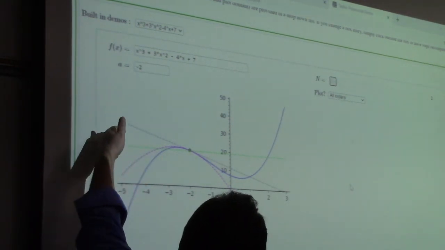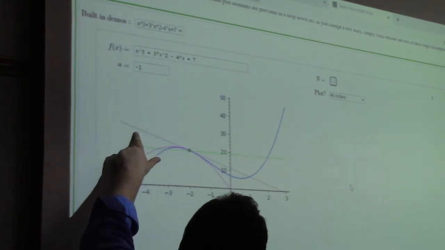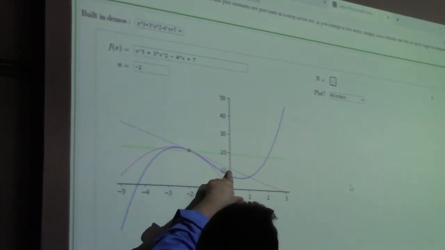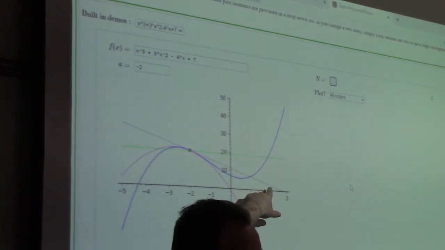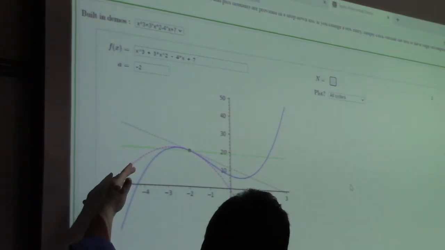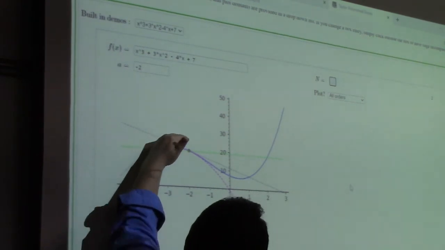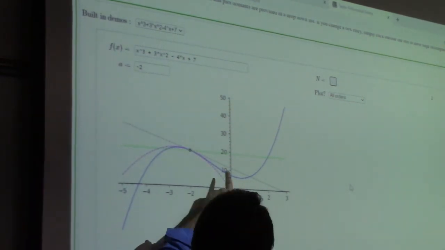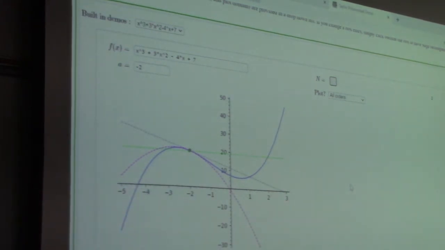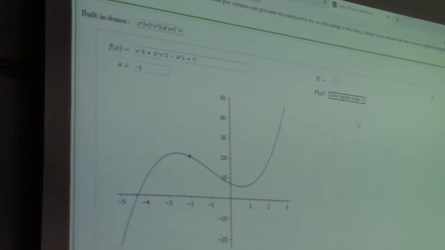But then the best linear approximation, well, that's the tangent line. You can see that right here, right? See that guy? Again, the blue is the actual function, the cubic. Now what's this magenta one? Well, that's the best quadratic approximation at that point right there. And something really neat happens if you look at what happens with n equals 3. Let me only plot the highest order. Where's the third order one?